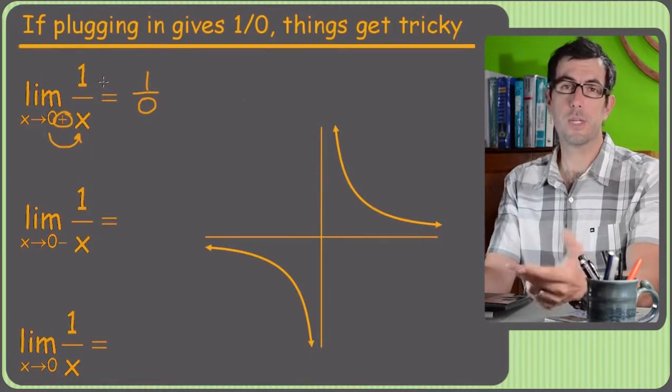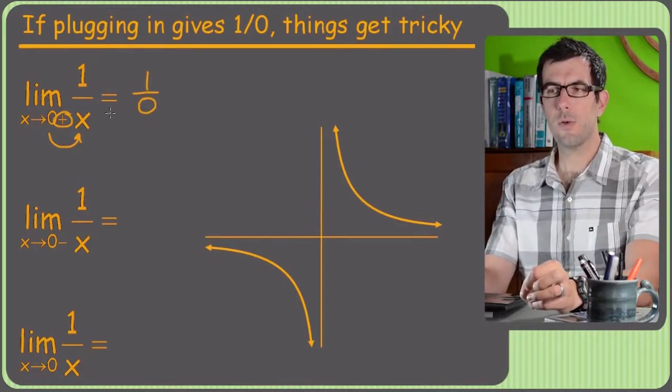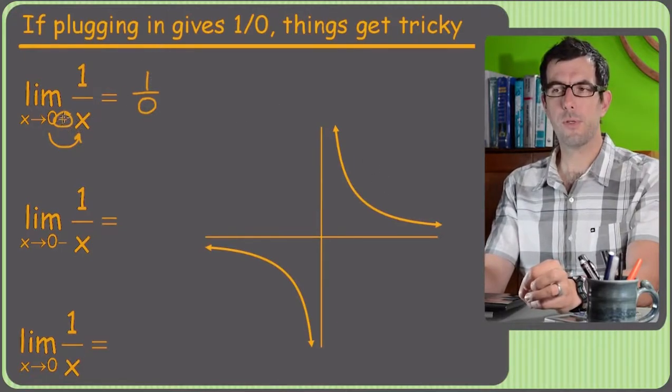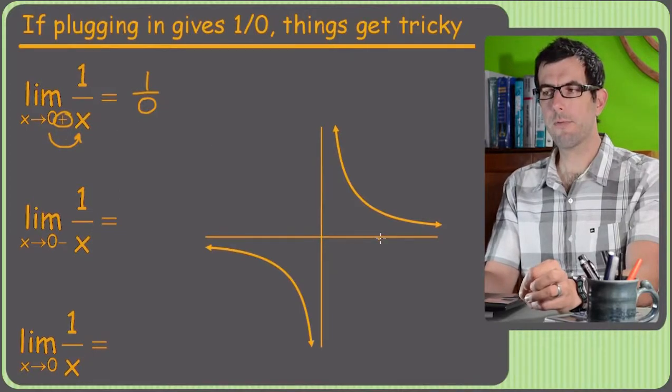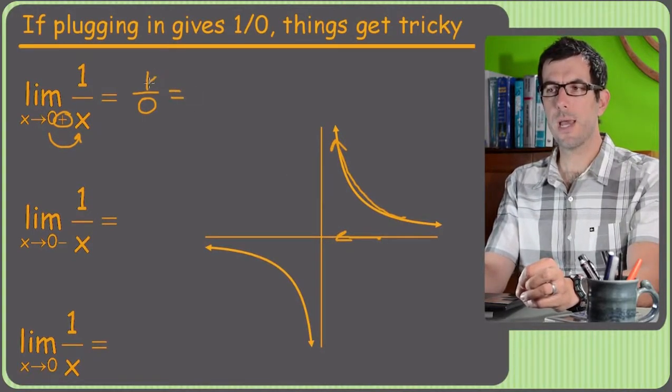So, you could use your calculator also if you're allowed to use calculators. The graph looks like this. So what am I approaching? Well, if I approach 0 from the right, so coming from this direction, my function is shooting off towards positive infinity just to the right of 0. So this is actually not going to be 1 over 0, it's going to be positive infinity.